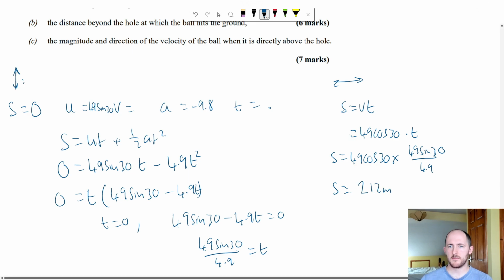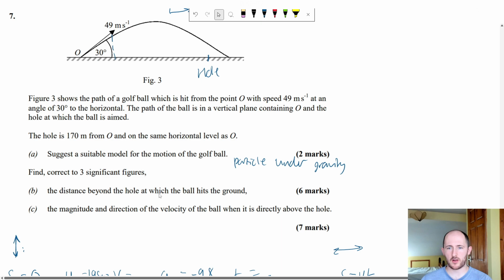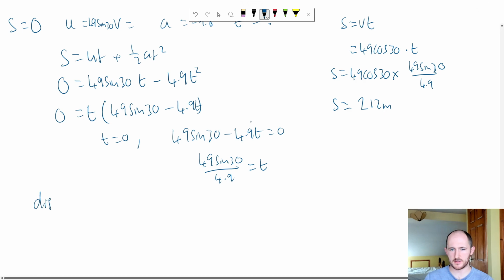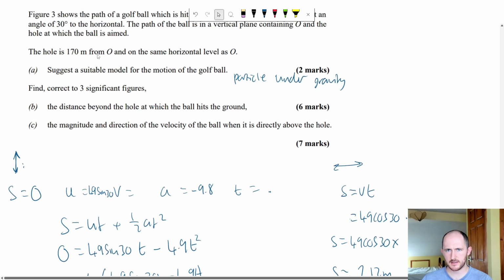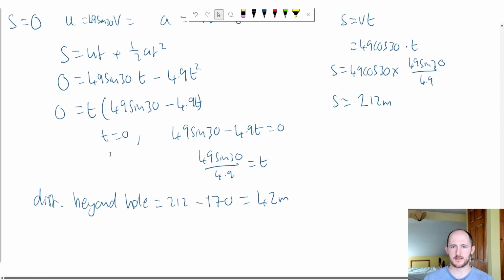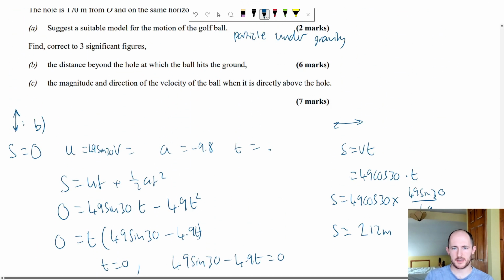But remember, we want the distance beyond the hole. So the hole is 170 meters. We land at 212. So distance beyond hole is just equal to 212 minus, was it 170? 170. Which is 42 meters further than the hole. So he missed, lol. Okay.